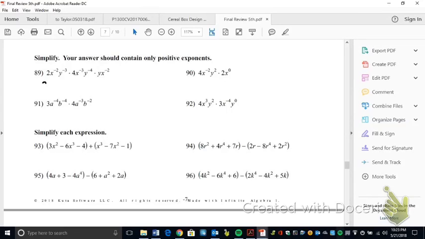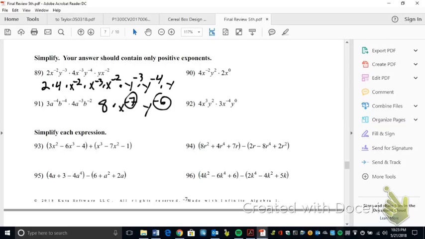So 89, what we want to do is start off just by grouping everything together. So 2 times 4, then we're going to group all our x's together, then we're going to group all our y's together. So when we are multiplying the same base, the base is that x or the y or whatever, and we have multiple different exponents, we add them all. Negative 2 plus a negative 3 plus a negative 2 is negative 7. So we have 8 times x to the negative 7th times y to the negative 6th.